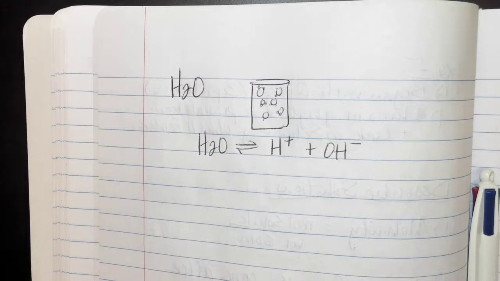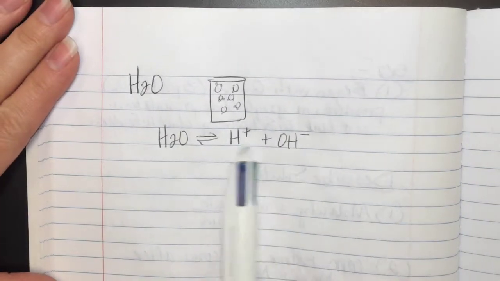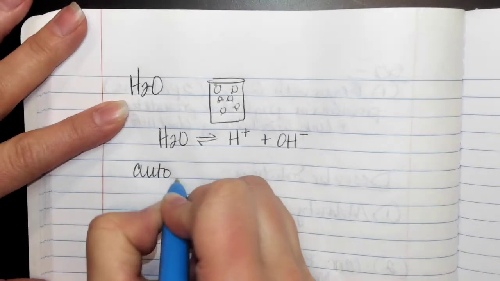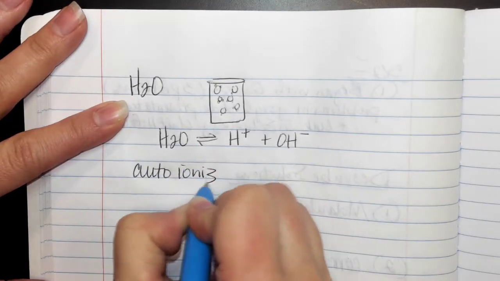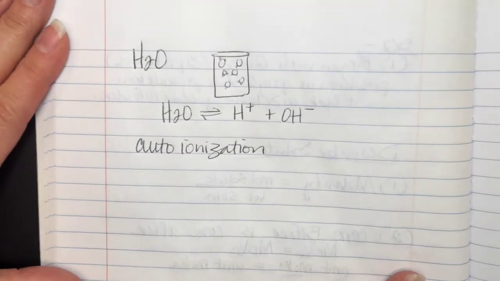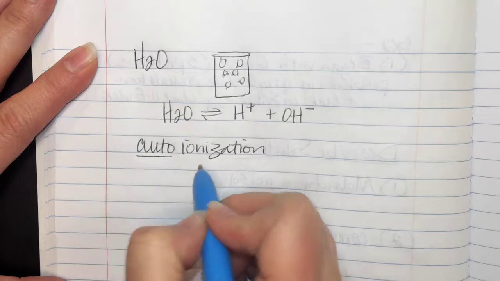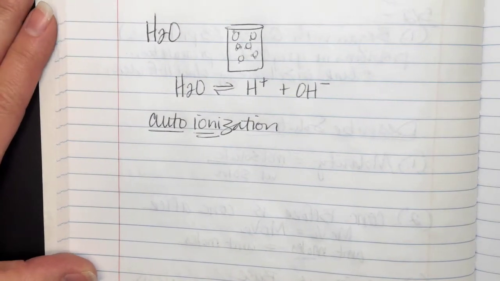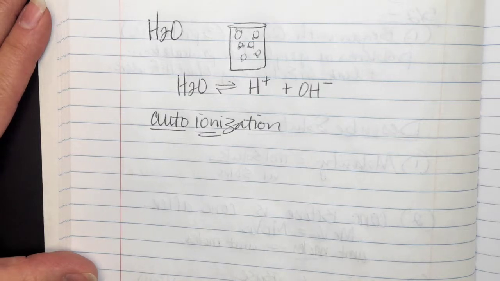So this concept that water is constantly breaking apart into ions and reforming to make water is called auto-ionization. Auto meaning all on its own, forming of ions. So water is constantly breaking apart and forming together, and this concept is called auto-ionization of water.